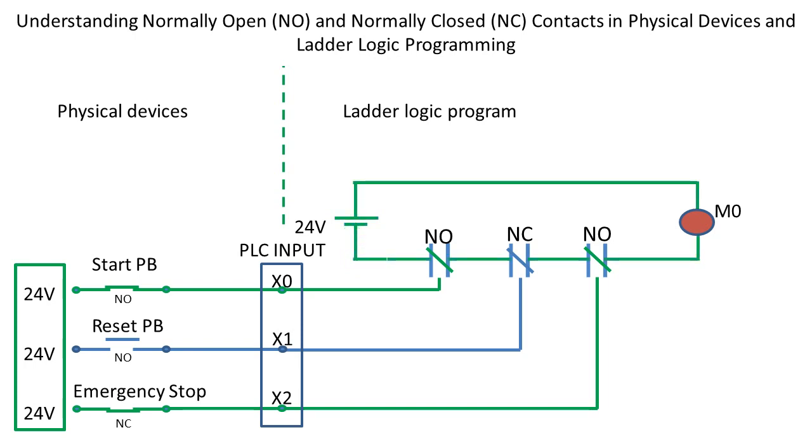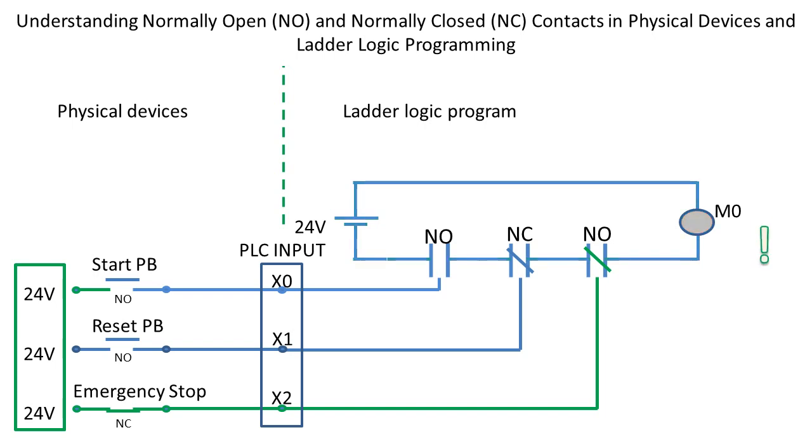What happens when we release the Start Push button? The 24-volt signal, previously provided to X0, is suddenly interrupted. As a result, the contact associated with X0 opens again, causing the M0 memory bit to return to a low state.